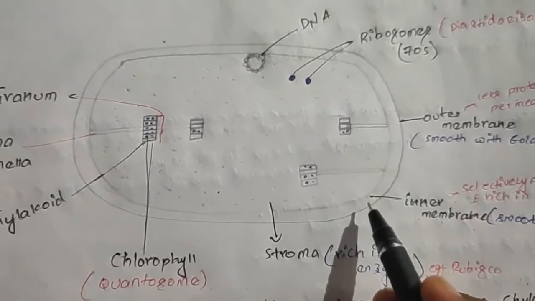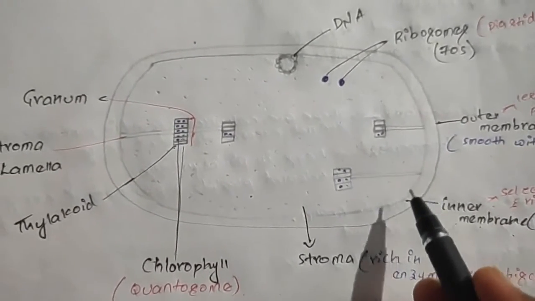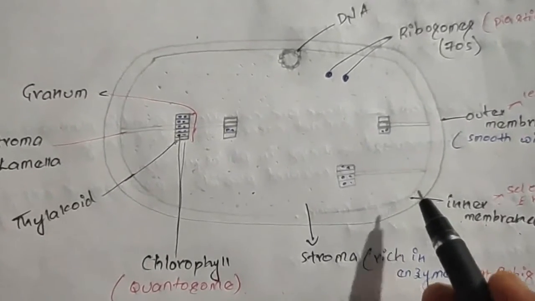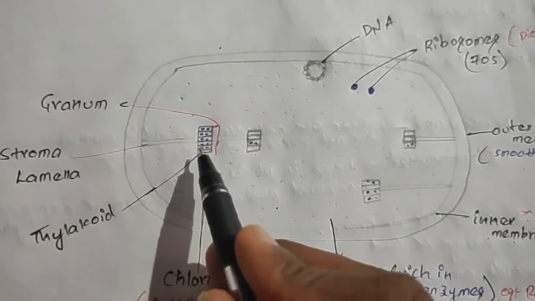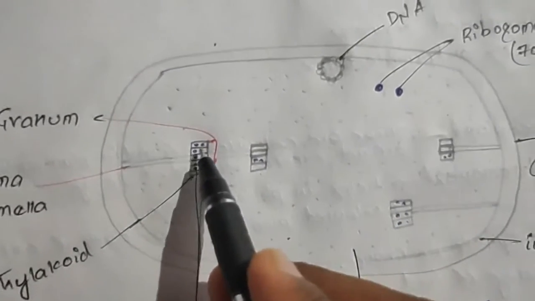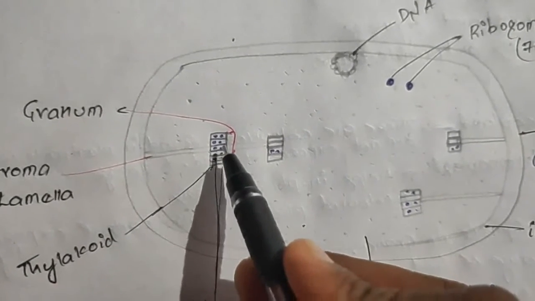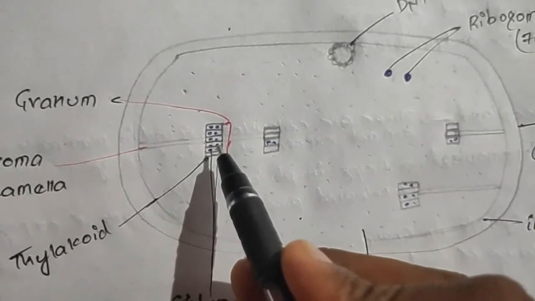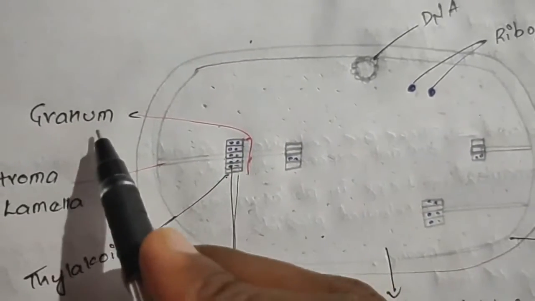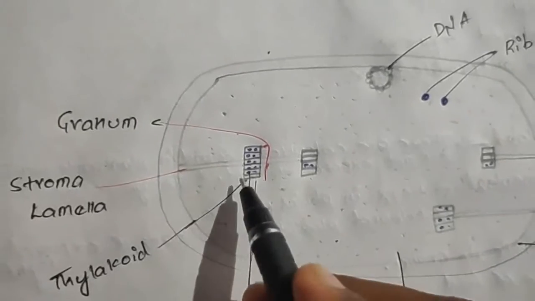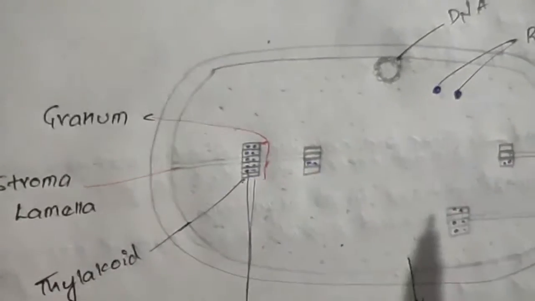The inner membrane of the chloroplast shows invagination or infolding at some places. From these infoldings, the membrane structure separates to form a sac-like structure, and each sac-like structure is known as a thylakoid. These thylakoids are attached together. Some thylakoids are attached together to form a group of thylakoids, and this complete group of thylakoids is known as the granum or grana. And the attachment from the thylakoid to the inner membrane is known as the stroma lamella.